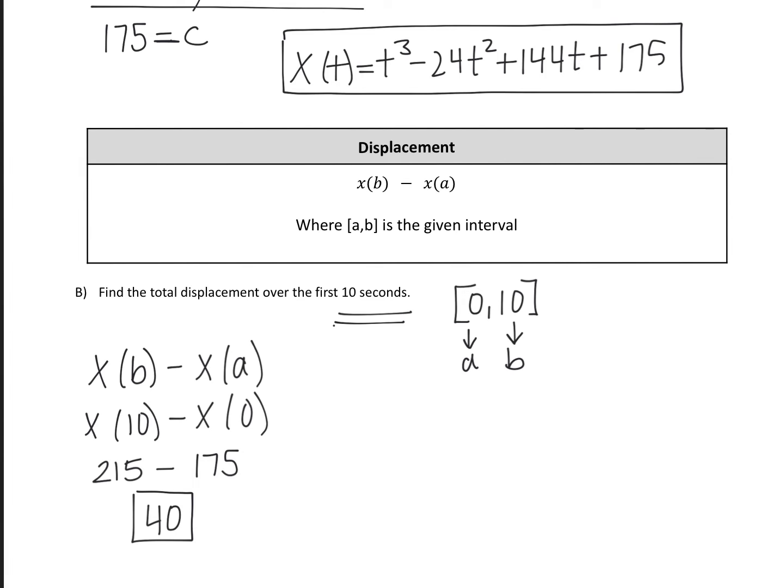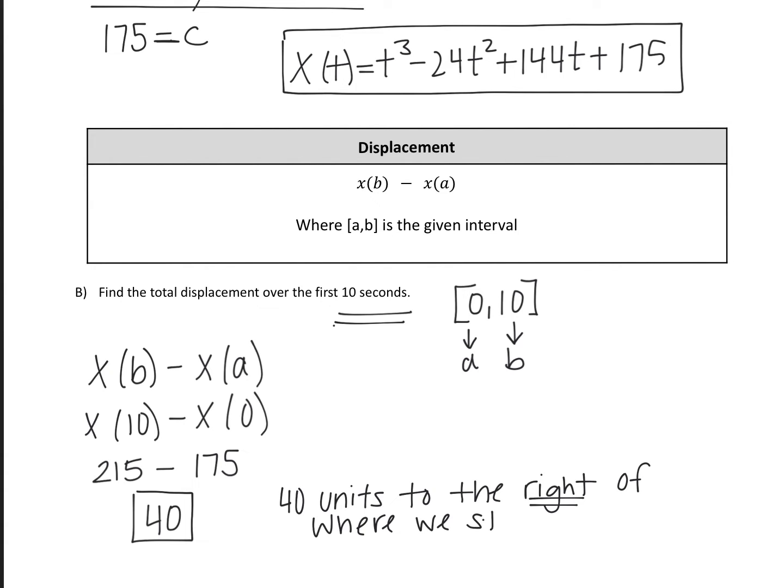Now remember, since displacement here is positive, that means we ended up 40 units to the right of where we left off. So if you want to write that down, 40 units to the right of where we started. If displacement was negative, then we would have said 40 units to the left of where we started. And I'll show you visually what this means once we do the distance in a second.